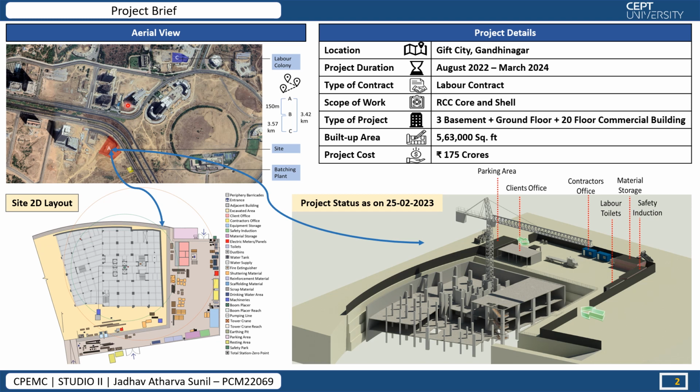On the left-hand side top, we can see an aerial view in which we have shown A, B, and C. A indicates the location of site, B indicates the batching plant, which is 150 meter from the site, and C is the labor colony, which is 3.42 kilometers from site. For the site, we have prepared a site 2D layout, which indicates the current condition of site. And we have also prepared a project 3D model on Revit, which is as per 25th February 23.